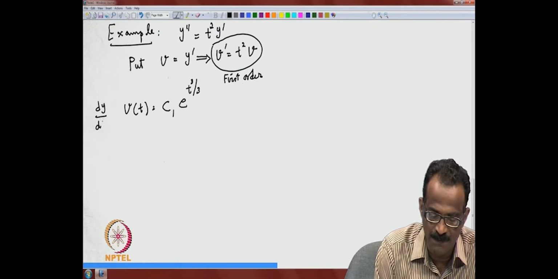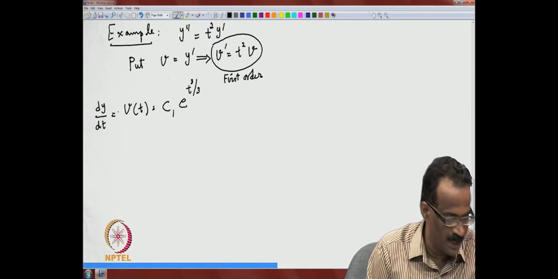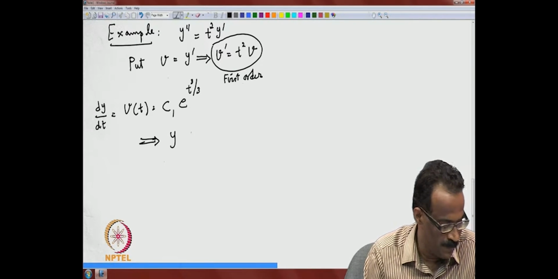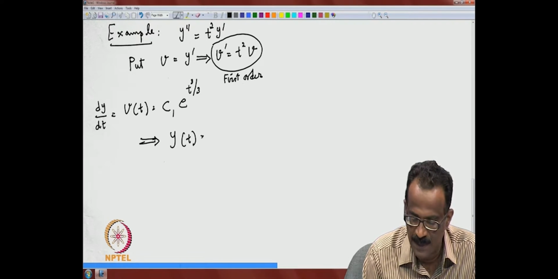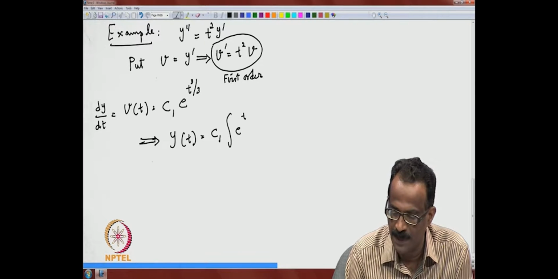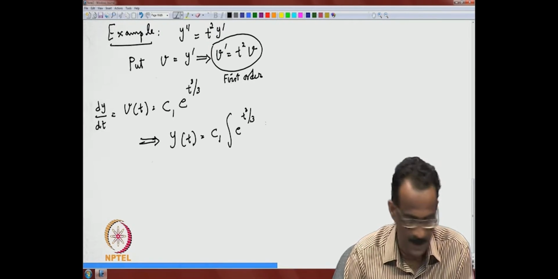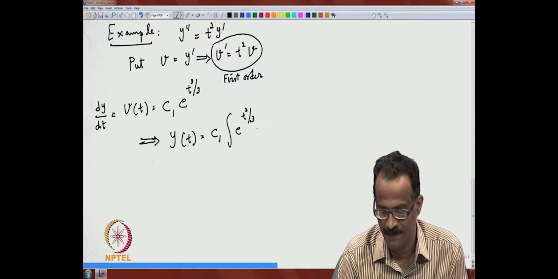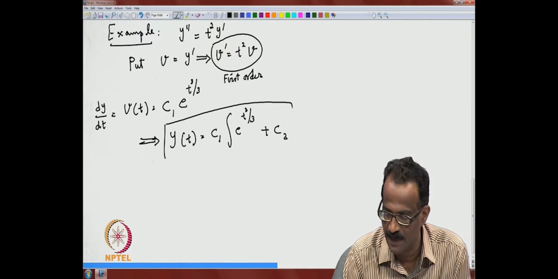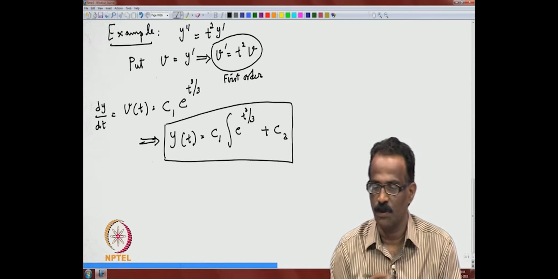So, you have another first order equation which you can integrate, and eventually you can write your solution y(t) is equal to c1 times the integral of e to the power t cubed by 3, plus some c2, another constant, and you will get it. So, such equations can be solved.